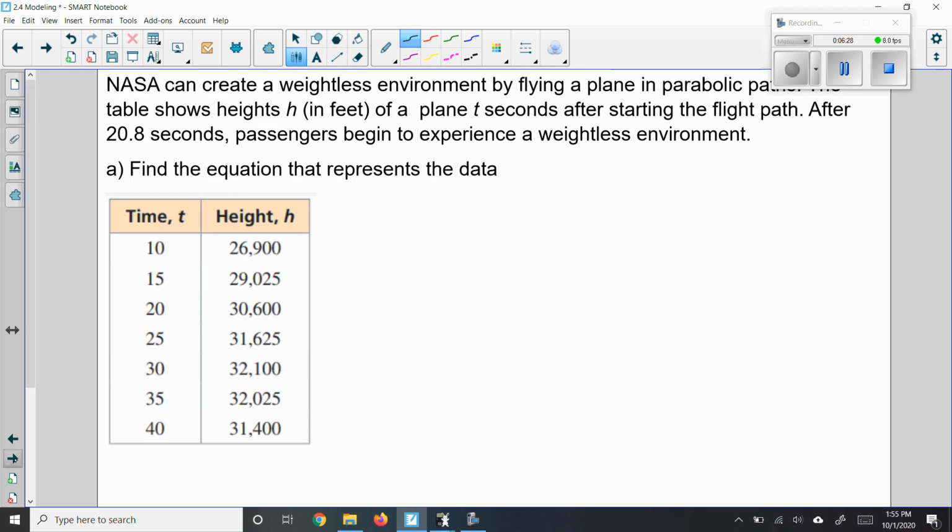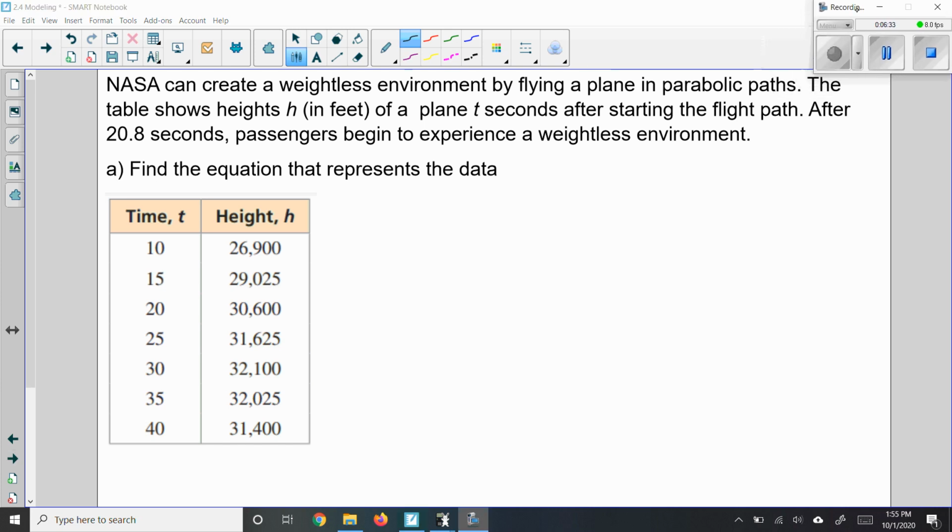Okay, so here's another question. NASA can create a weightless environment by flying a plane in a parabolic path. The table shows the heights, h, in feet, of a plane t seconds after starting the flight path. Okay, so first, the values that are listed first are typically going to be the x values. The heights, the value that's listed second, is going to be the y values.